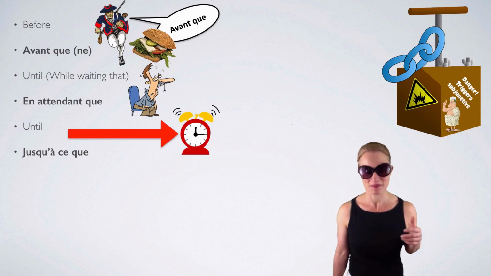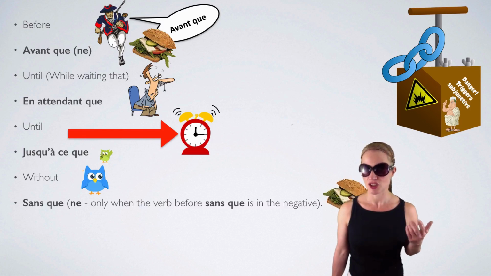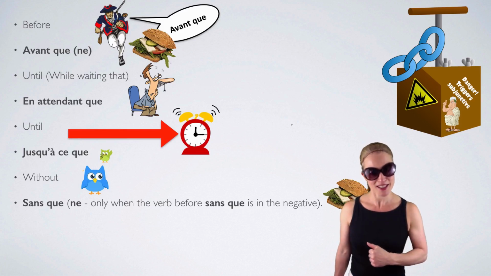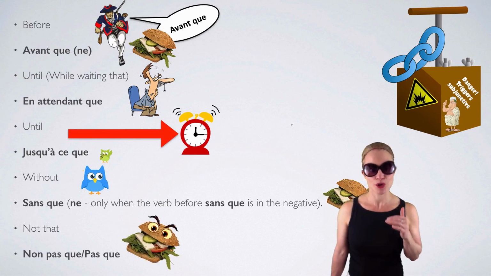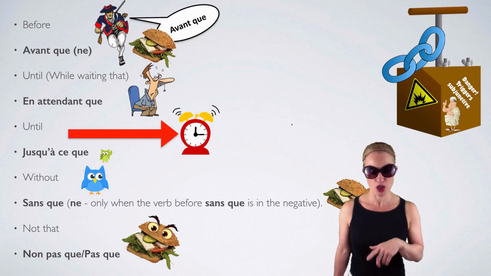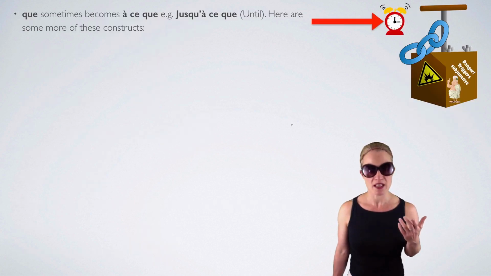There are not many. Without. Sans que. Here you do have an expletive ne, but only if what follows it is negative, not in the affirmative. Not that. Pas que. Or sometimes for extra emphasis you can say no at the beginning. Non pas que.